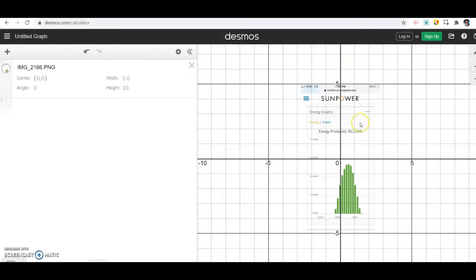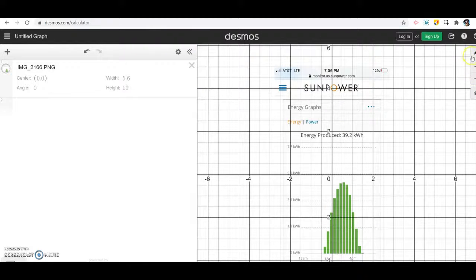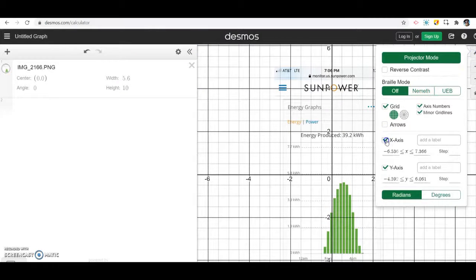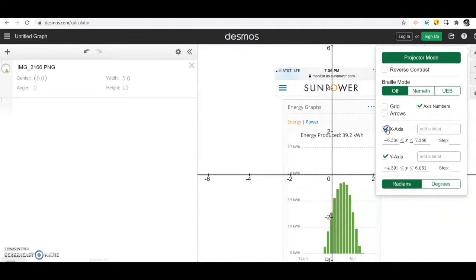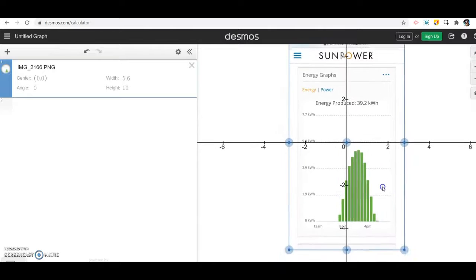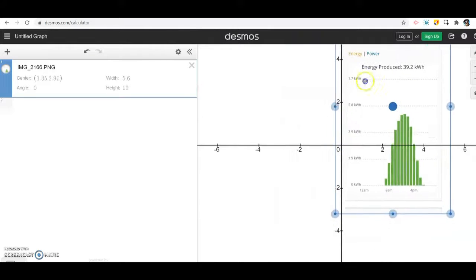You can do any image, and this is an image of a solar graph. I'm going to take the x and y axis. No, I want the x and y axis. I don't want the grid. That's what I want. All right, now we're going to resize this so it goes over here.